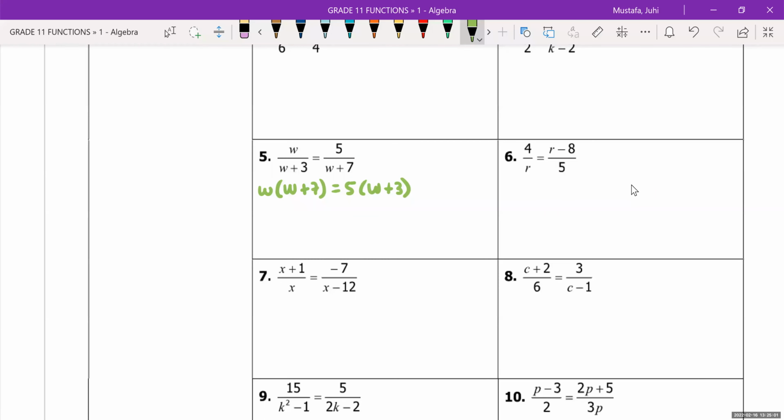Now we're going to distribute the numbers in front of the bracket. So we're going to get w squared plus 7w. And on the other side, we're going to get 5w plus 15. Now this is interesting because we actually end up getting something where you can't just move the x's to one side and solve. But we know how to solve a question like this. I'm actually going to move everything over to one side. So I'm going to get w squared, 7w minus 5w is just 2w. And then when I move the 15 over, it's going to become negative 15.